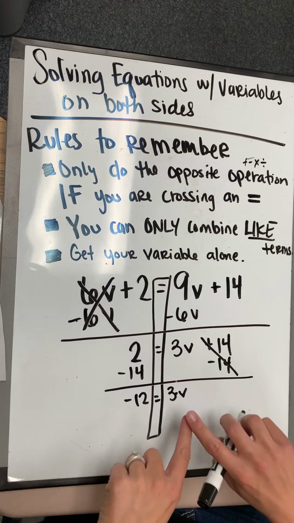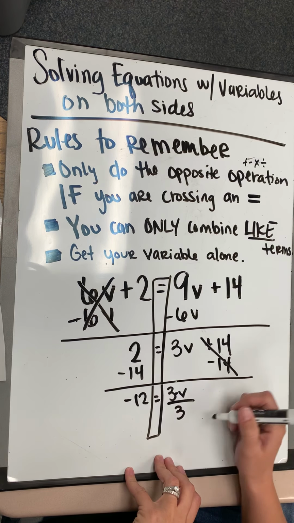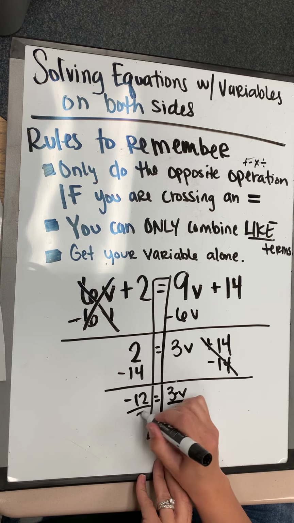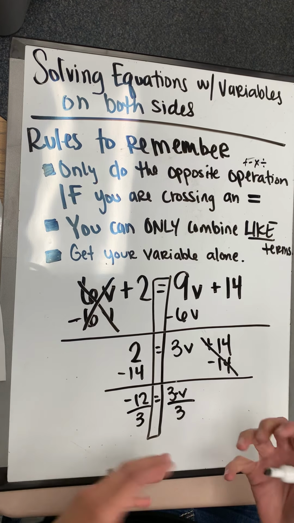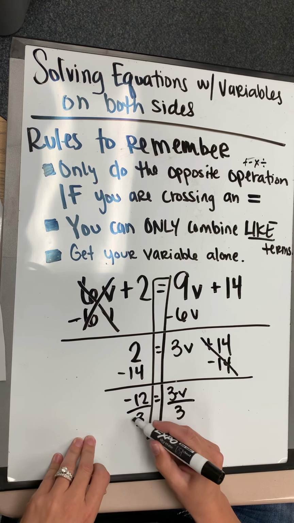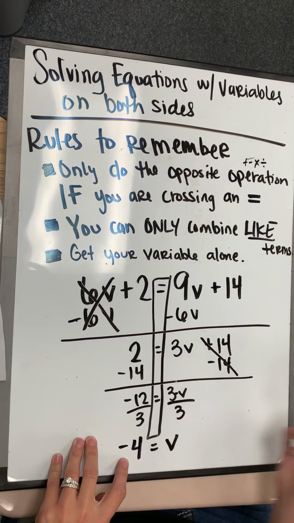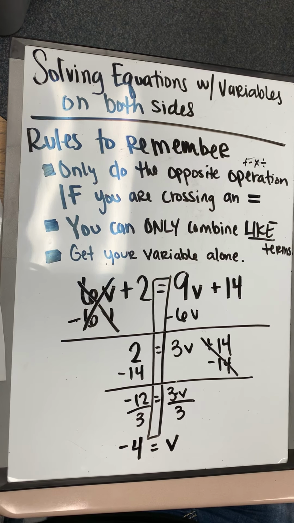And now I am trying to separate my 3 and my variable, so that's why I would undo this multiplication with division. And same thing over here, I would divide, keeping that equal. Negative 12 divided by 3, a negative divided by a positive is a negative. 12 divided by 3 is 4. V is equal to a negative 4. All right?